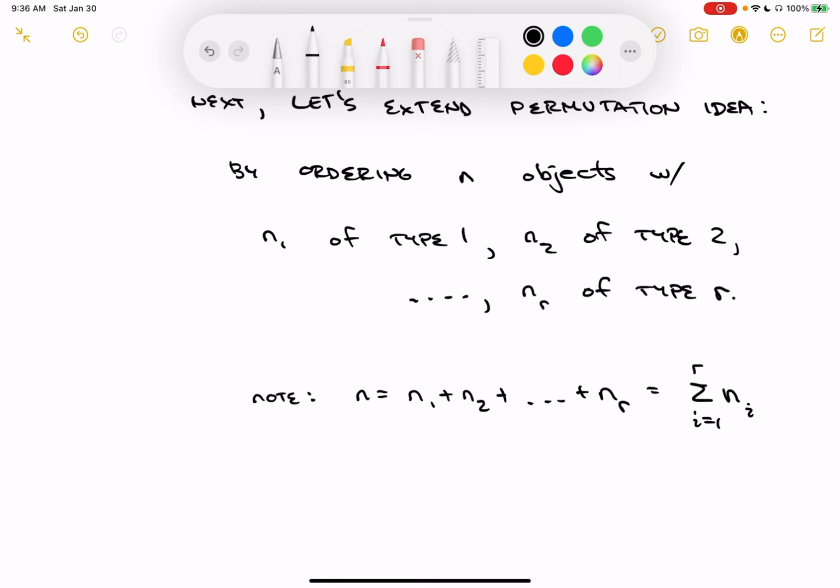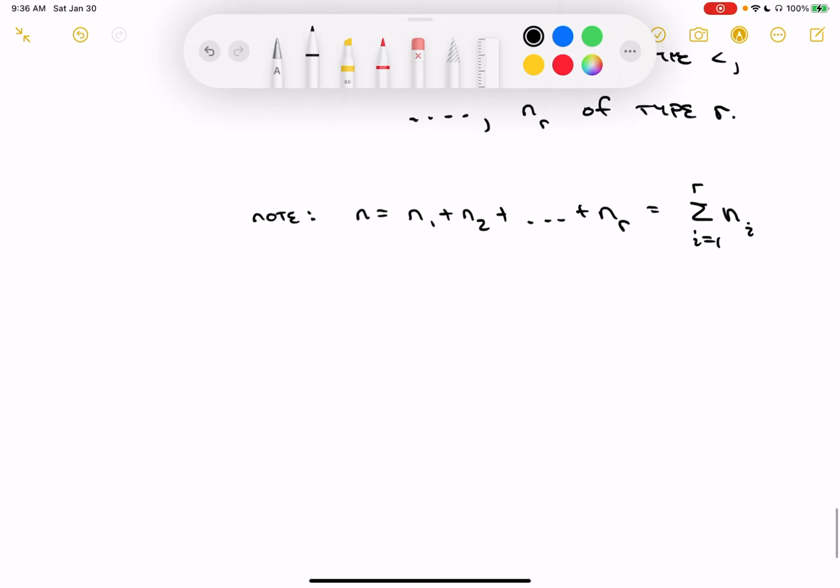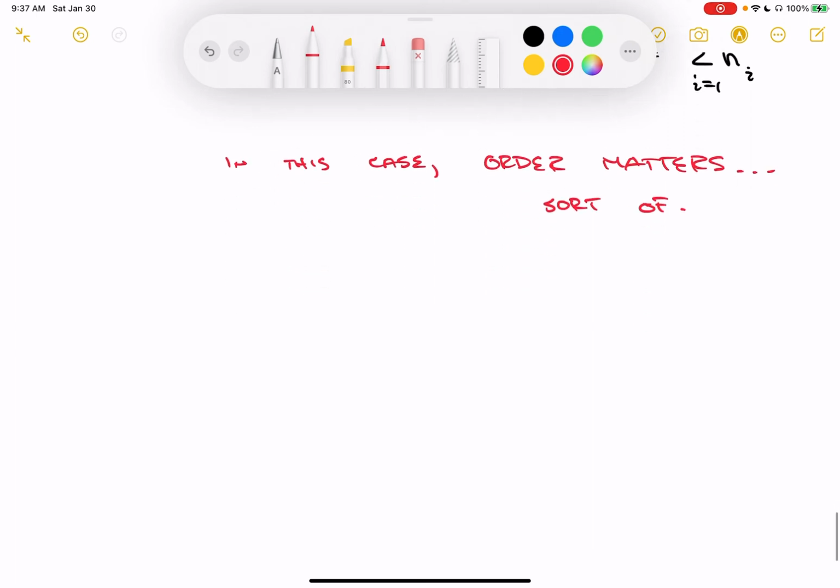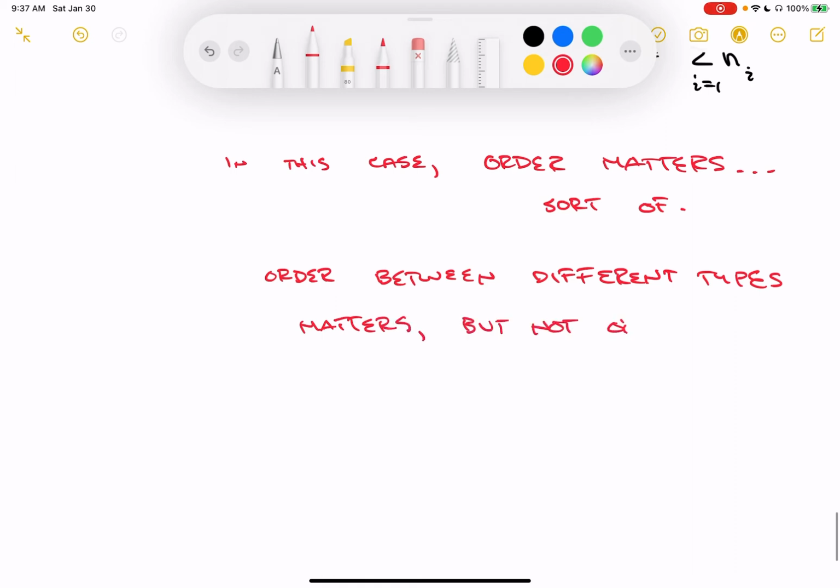We're going to take out all of them, and we're just going to lay them out. Again, order matters, but I'll say now sort of. So let's write that out here. In this case, order matters, but then I might qualify that and say sort of. Well, what do I mean by that? The order between different types matters, but not the order within a particular type.